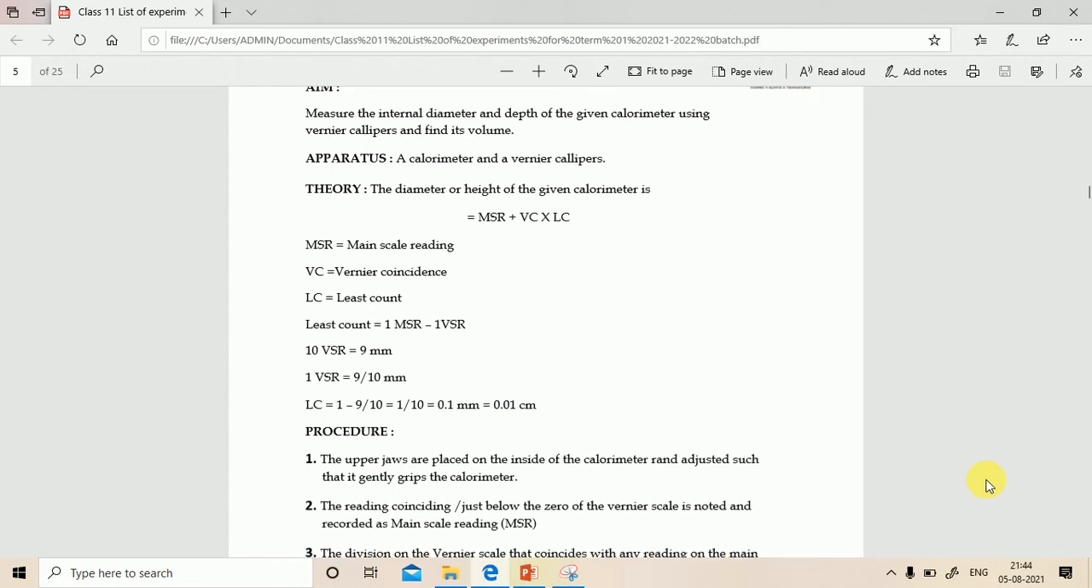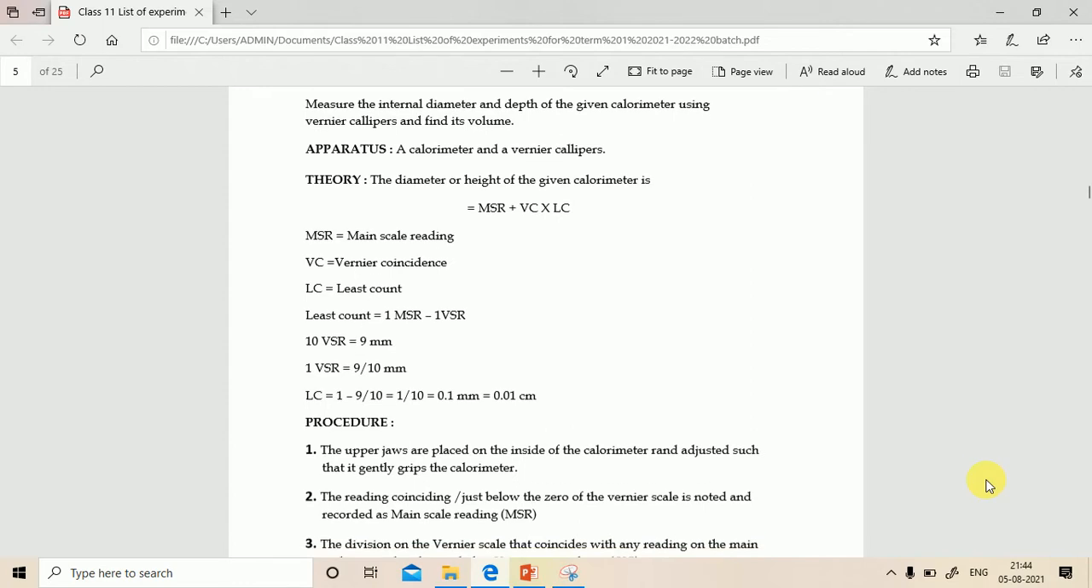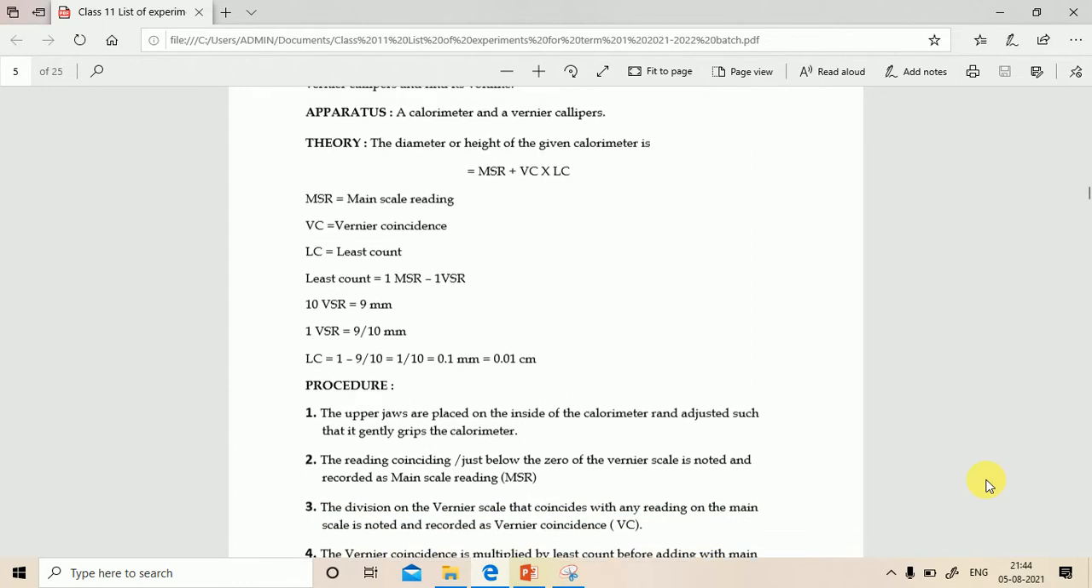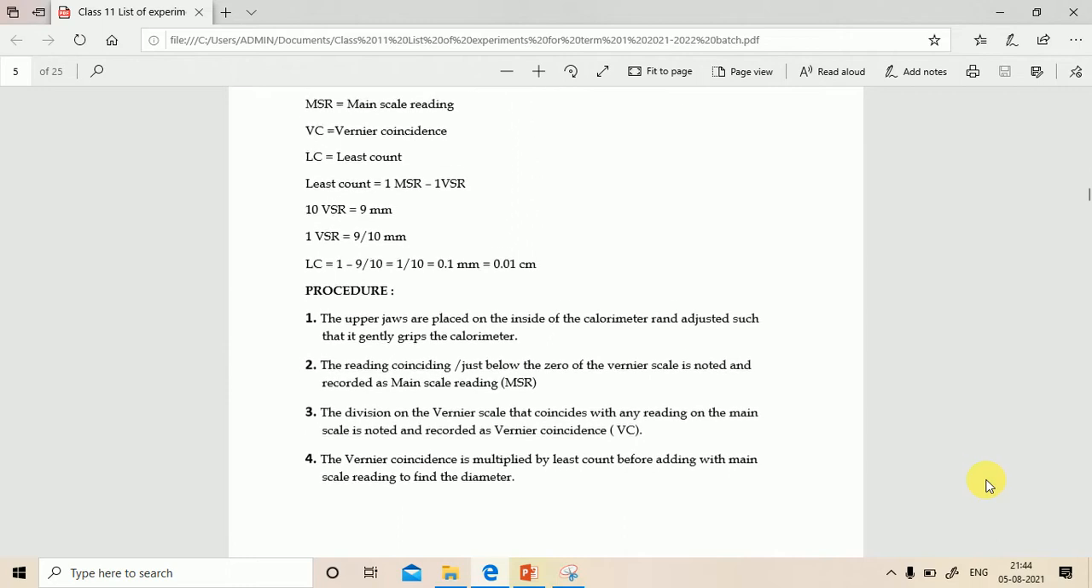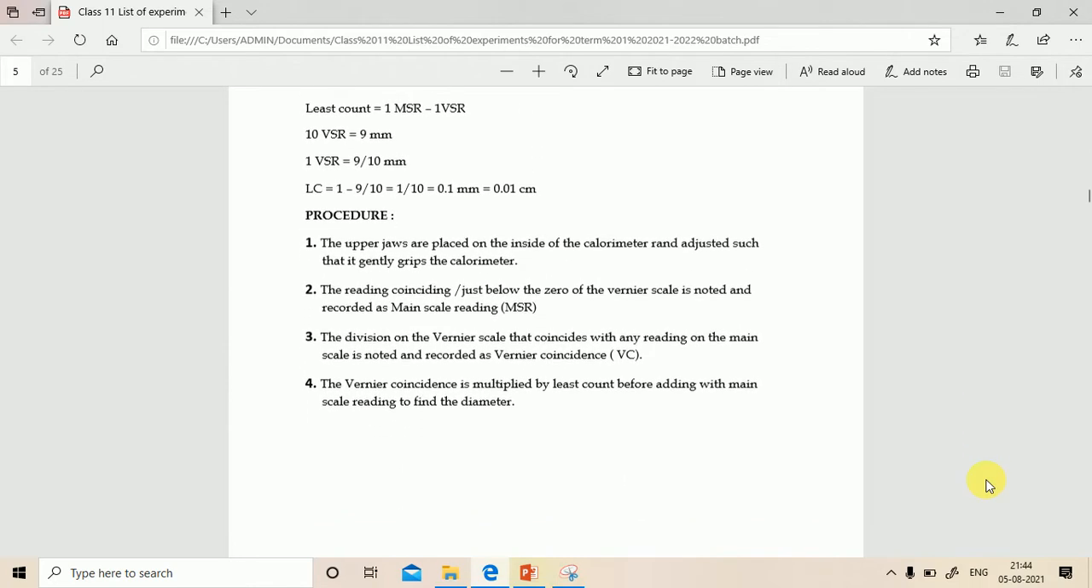So after getting the knowledge of this least count and the equation used to find the diameter, let us go through the procedure. Procedure will be given in the lab manual. How to insert the given calorimeter in between the jaws of the Vernier calipers, and how to note down the readings, will be given clearly in this procedure part.